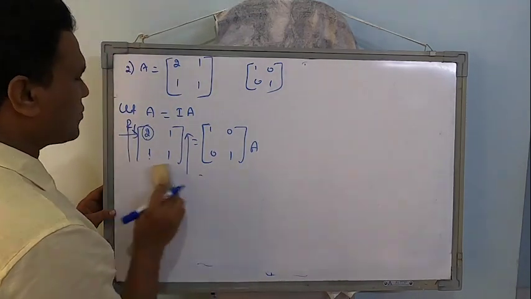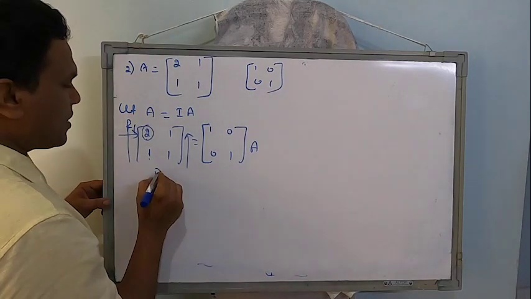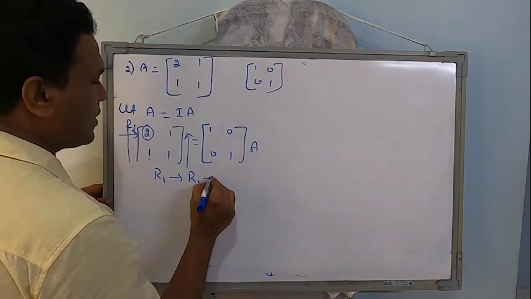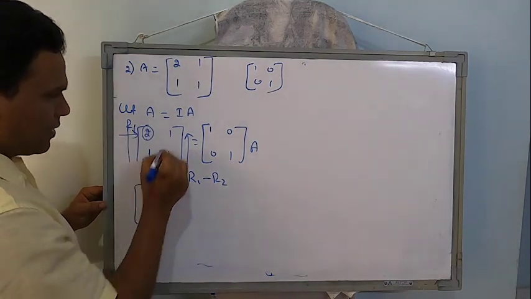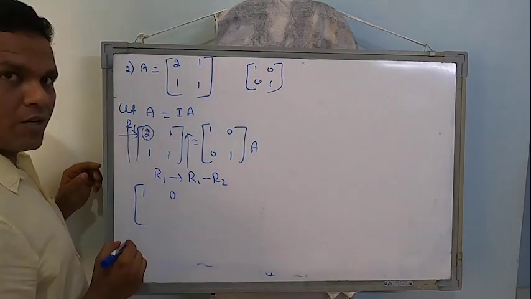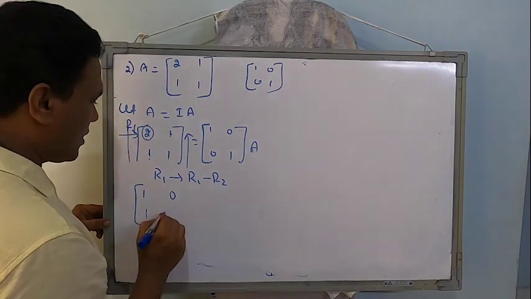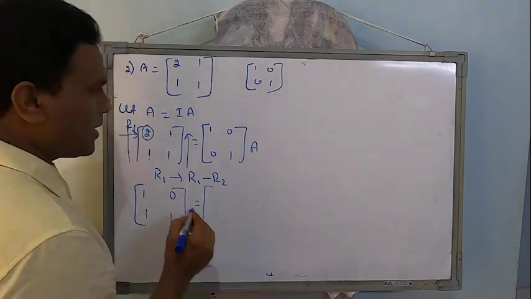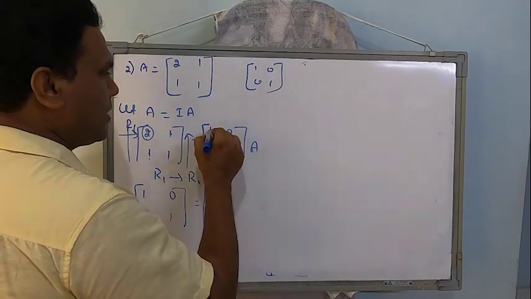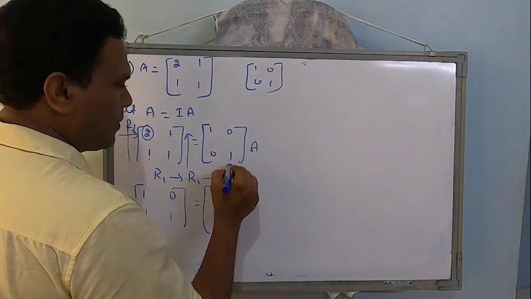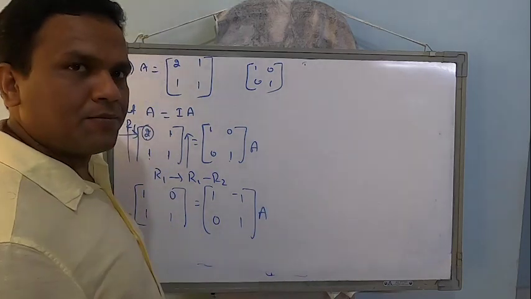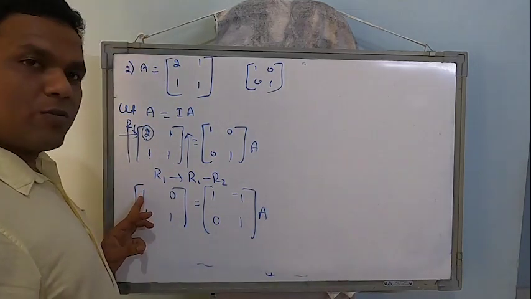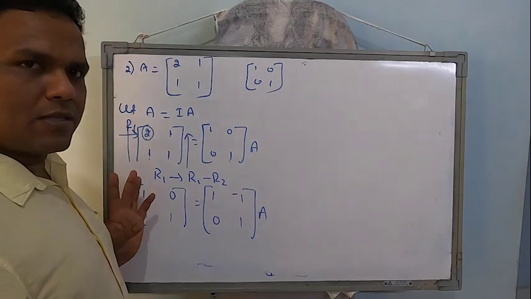So I'm going to go with subtraction, which looks easier for me. R1 is written as R1 minus R2. So 2 minus 1, 1. 1 minus 1, 0. No changes in R2. Remember, R2 is still the same. And here also you have to apply the same operation, right? 1 minus 0, 1. 0 minus 1, minus 1. And no changes in R2 as it is. So my required element was 1. I got it, 1. My first step is clear.